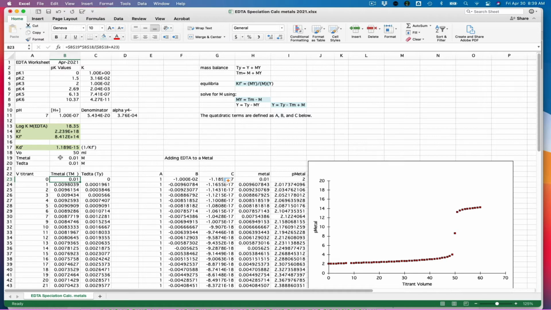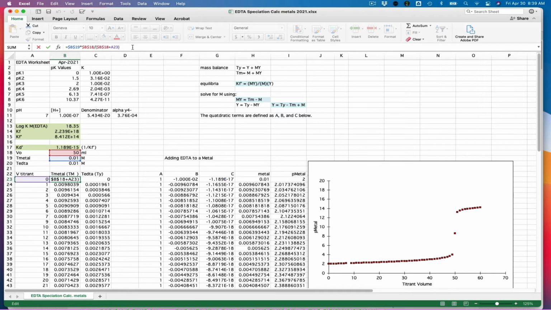I started with a 0.01 molar solution. Now what will happen as I add titrant is I will actually dilute this just a little bit. Well, if I double the volume, I guess I dilute it by half. So to correct for the dilution, I recognize that the concentration of metal is equal to the moles of metal I dump in the beaker divided by the total volume of liquid that's in the beaker.